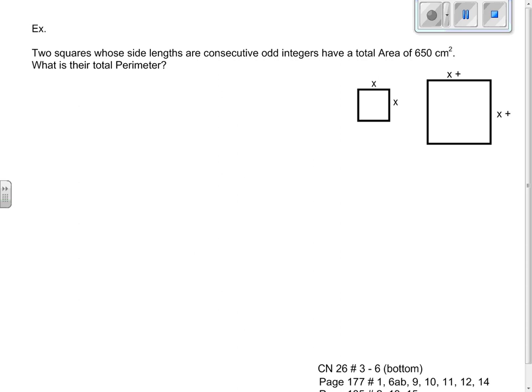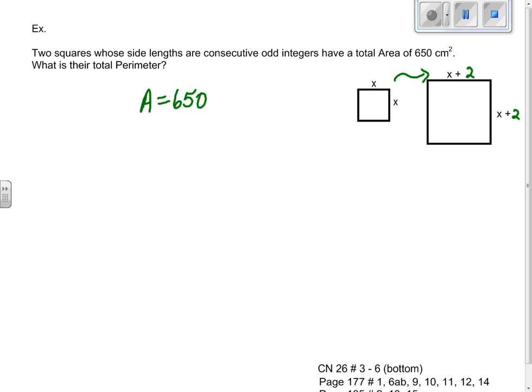If you have a little square whose sides we've decided to call x, and these side lengths are consecutive odd integers, that means the next one in size is going to be 2 larger than the small one because they're consecutive odd numbers like 11 and 13 or 15 and 17. The difference between the two side lengths would be a factor of 2. We have been told that the area is 650.